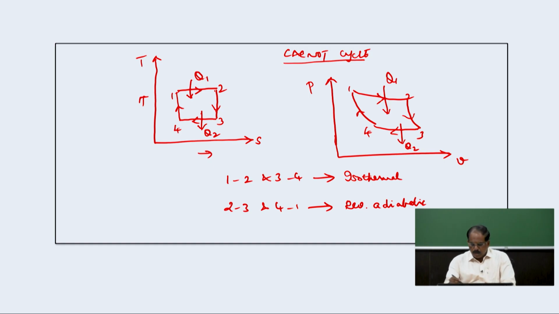If you see the PV diagram, 1 to 2 is isothermal expansion, 2 to 3 is reversible adiabatic expansion, 3 to 4 is isothermal compression, and 4 to 1 is reversible adiabatic compression. So 2 compression and 2 expansion processes, a combination of isothermal and reversible adiabatic. The other name for reversible adiabatic process is isentropic process. So the Carnot cycle is the basis for any engine. This is a reference cycle to compare the performance with that of any engine.